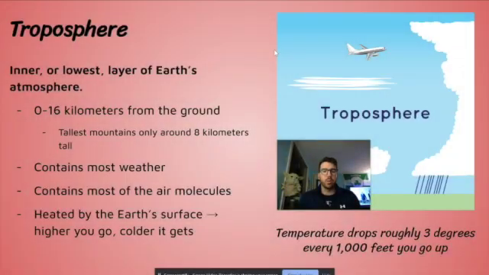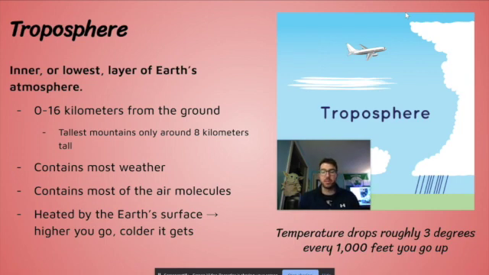All right, so the inner or lowest layer in Earth's atmosphere is the troposphere. The troposphere ranges from 0 to 16 kilometers from the ground. To put that in perspective, some of the tallest mountains in the world are only about 8 kilometers tall. So you have almost another 8 kilometers. If you're standing at the top of Mount Everest, you have another almost 8 kilometers until you get out of the troposphere. The troposphere also contains most of the weather that occurs on our planet.